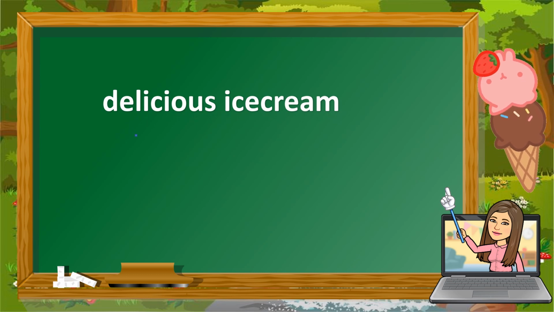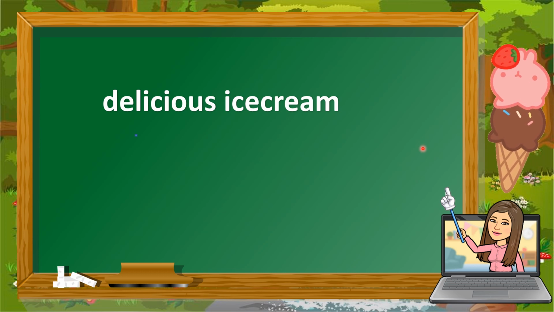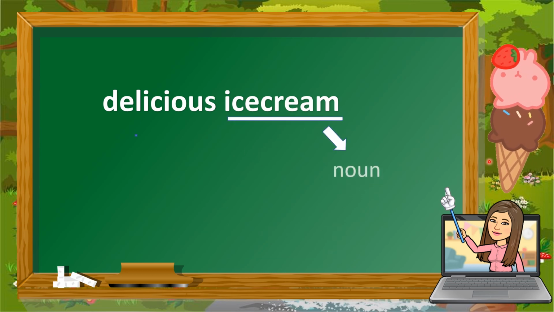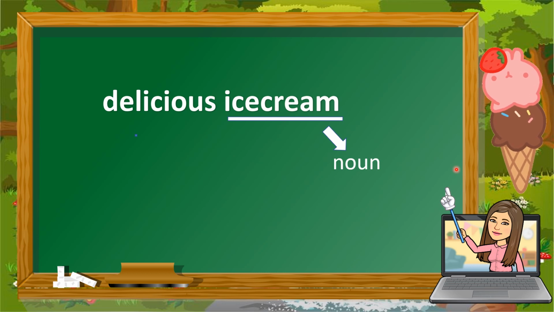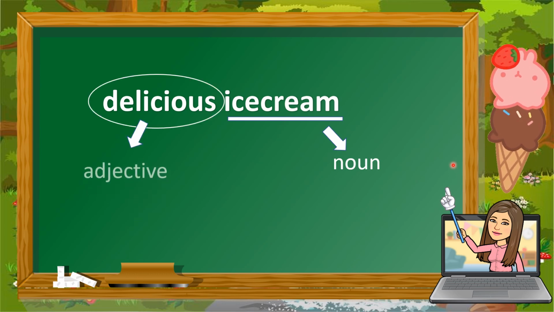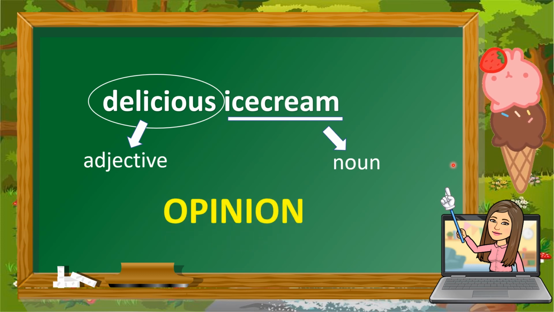Okay, so my example in here is delicious ice cream. So now what is the first thing to do? You are going to identify what is the noun or the one being talked about in here. So we are talking about an ice cream, obviously. So ice cream is the noun. So now, can you tell me something? Let us describe it. Tell me something about that noun. Okay, so it is delicious. All right, so delicious will be the adjective. Okay, so in that case, we are stating your opinion about that ice cream. Okay, so next example.